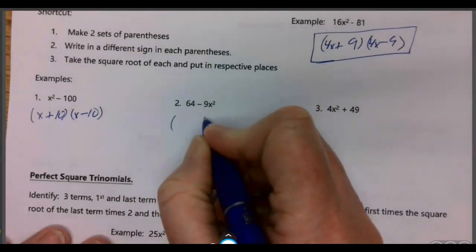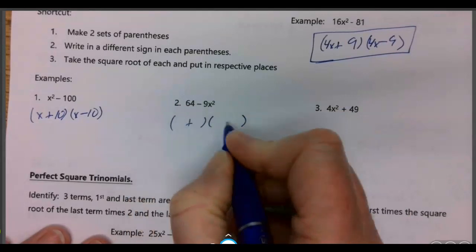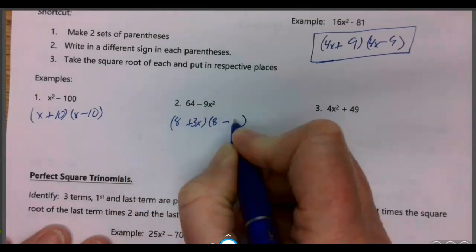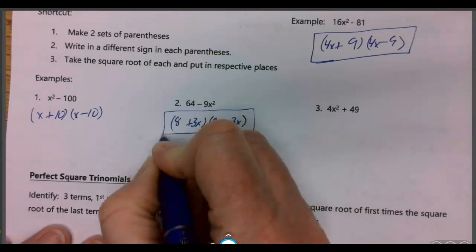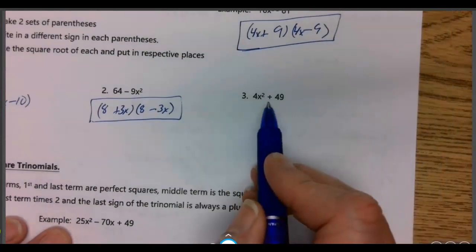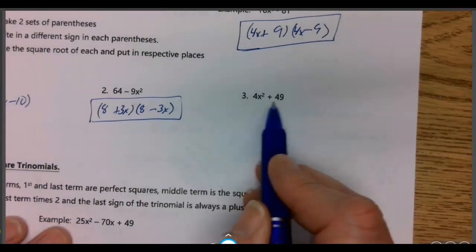I have two terms, so I'm going to have two sets of parentheses. I'm going to have two different signs, and I'm going to take the square root of the first term and square root of the last term. And I'm done. Okay? Look at number 3. Do I have two terms? Yes, I do. But I have a plus sign and no minus. I cannot factor this one.